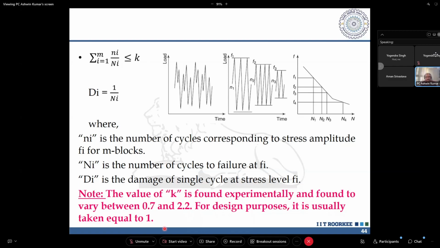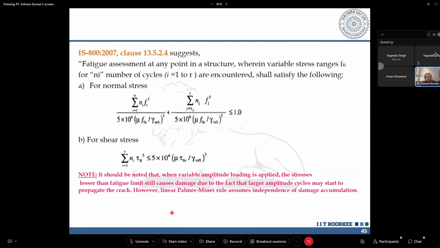But experiments have proven that the value can be from 0.7 to 2.2. Right? Why this variation? Suddenly, when I said 1, it seems to make sense. But when I look at experimental results, it is from 0.7 to 2.2. So even this linear damage rule that Palmgren-Miner came up with has certain flaws in it. What is that flaw?